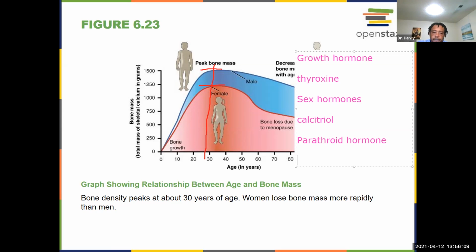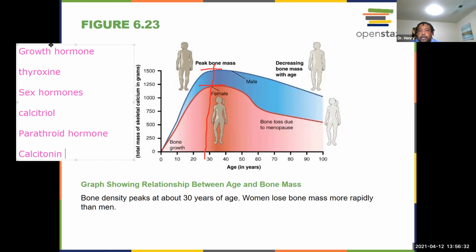And then we have calcitonin, which basically inhibits osteoblast activity and stimulates calcium uptake by the bones. Put this here for right now.